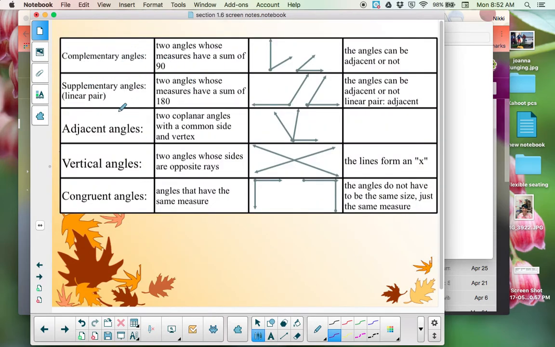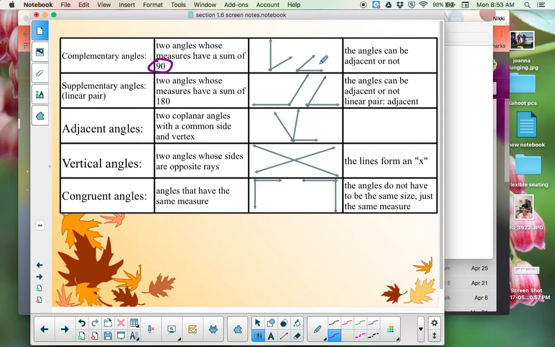Some other more important relationships between angle pairs is complementary angles. Notice it's spelled with an E, not an I, so it's not like, hey, you look nice today. Complementary angles are two angles that when you add up their measures, it equals exactly 90 degrees. So in other words, if I put these two angles together, they would make a perfect right angle. They can be adjacent. Adjacent means they're next to each other, or they don't have to be.